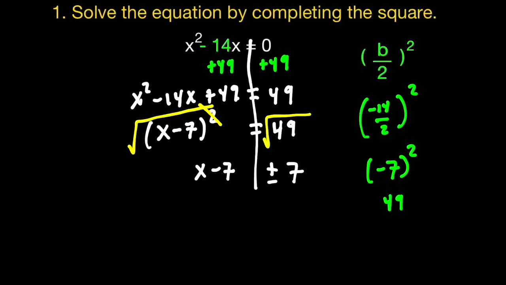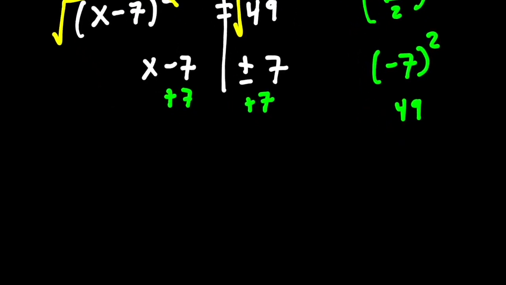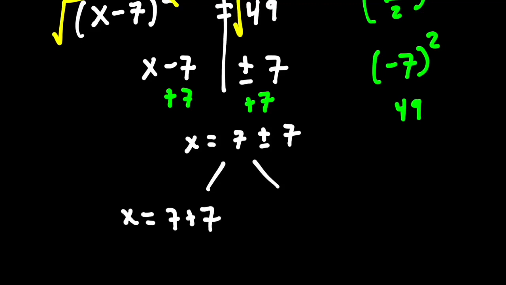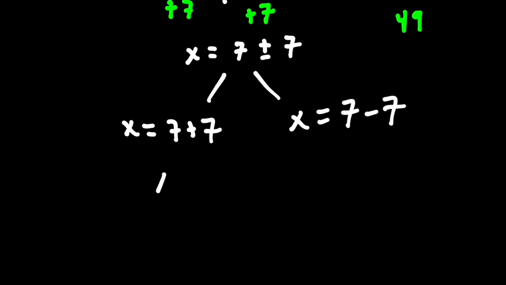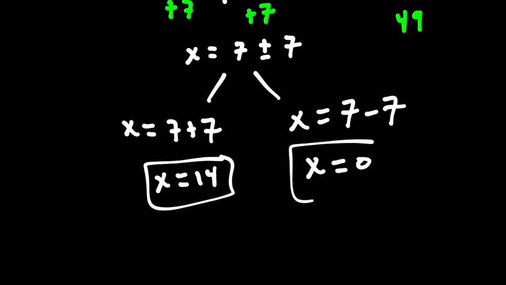Now I can isolate x by adding 7 to both sides of the equation, leaving me with x equal to 7 plus or minus 7. I have two problems here, so I'm going to break them down individually. So I have x equals 7 plus 7, and I have x equal to 7 minus 7. Here's 7 plus 7, that's going to be 14. So I get that x is equal to 14 as my first solution. And then 7 minus 7 here on the right, that's going to be 0. So my second solution is x equal to 0.